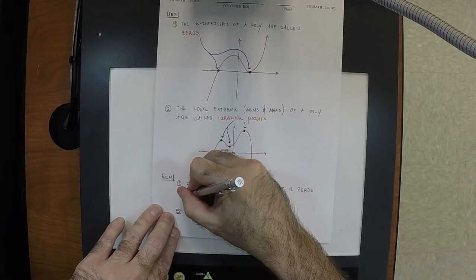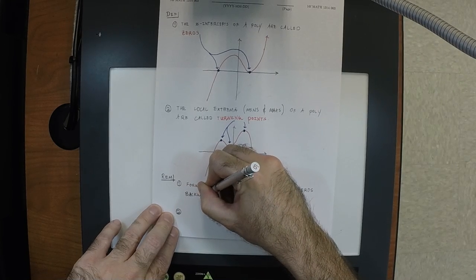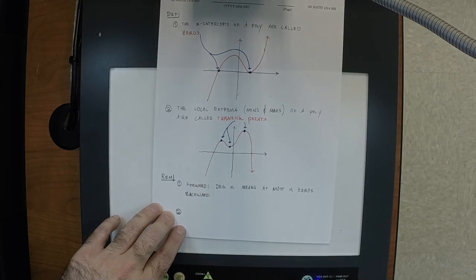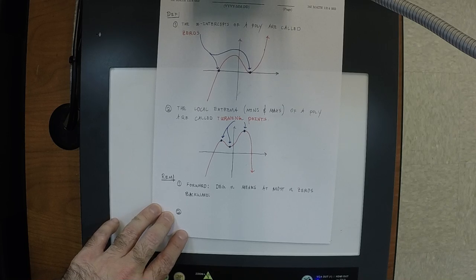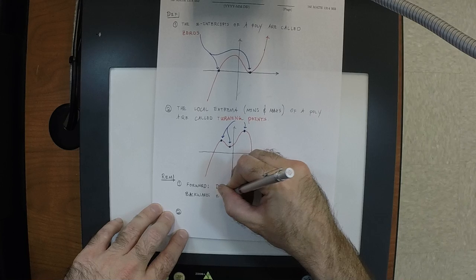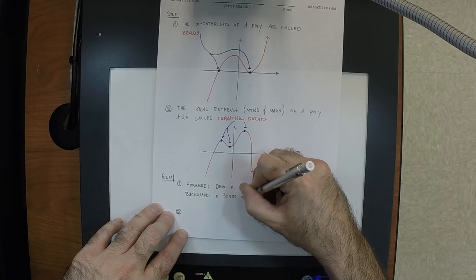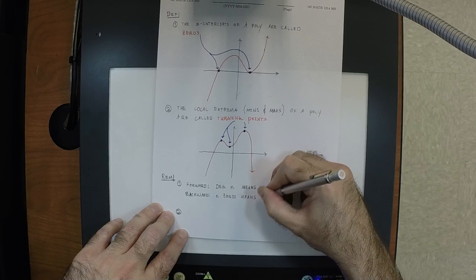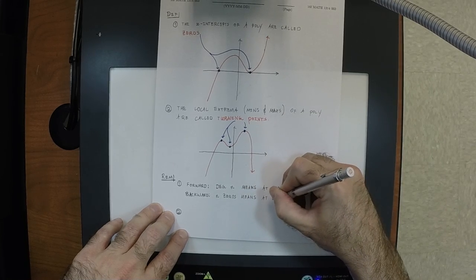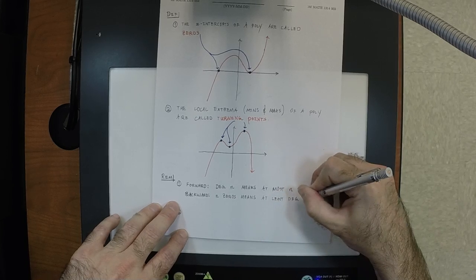So the backwards version of this sentence, and these two sentences mean exactly the same thing. They have the same logical content. So n zeros means at least degree n.